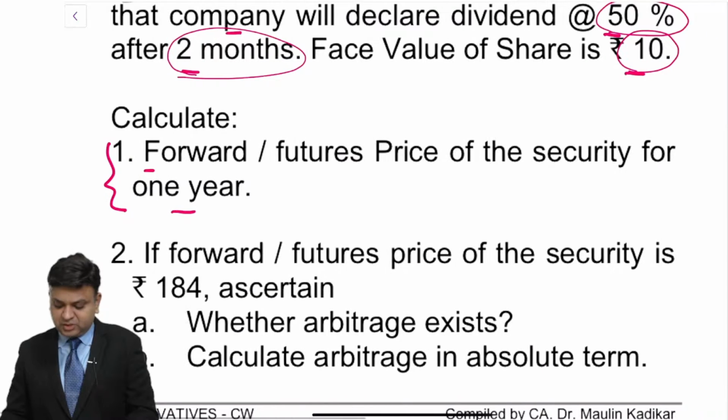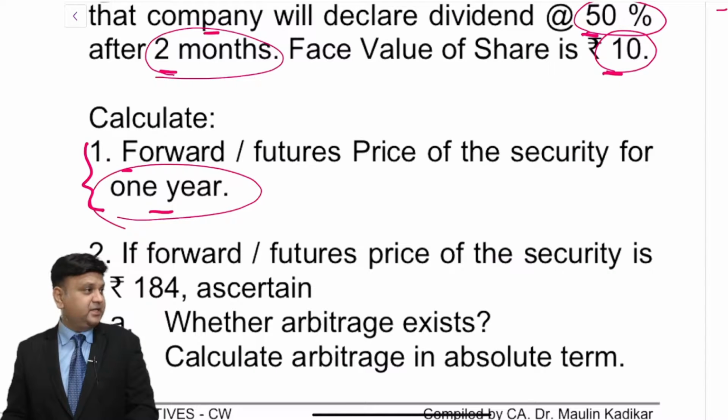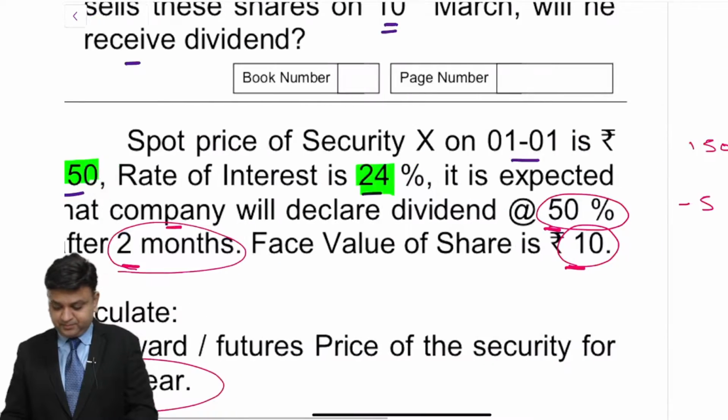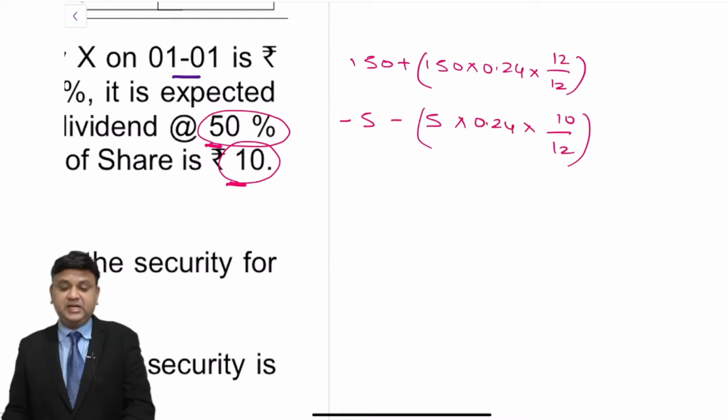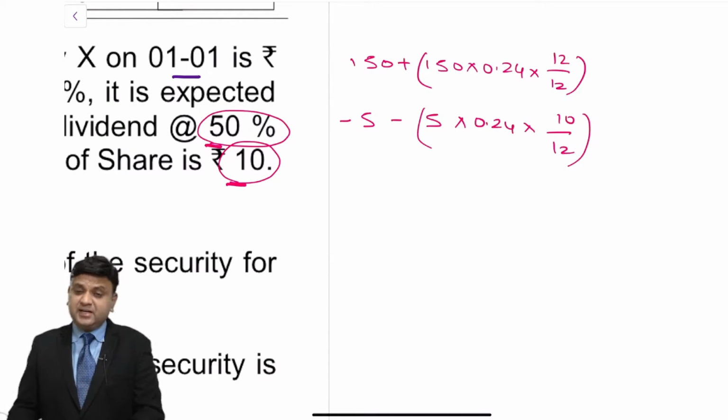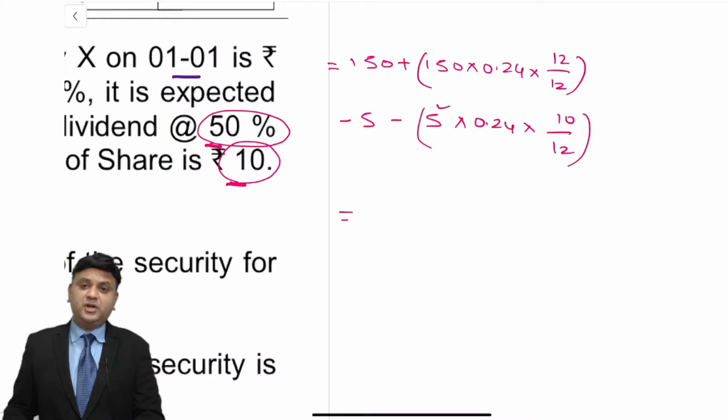And the forward price or futures price is required to be calculated at the end of the year. So I will be able to get the advantage of investing this 5 rupees at the rate of 24% for 10 months. In a way, I will be able to get an advantage of the interest income on this 5 rupees as well. So this is the way we are required to make the computation of the forward price or futures price if the dividend information is given.